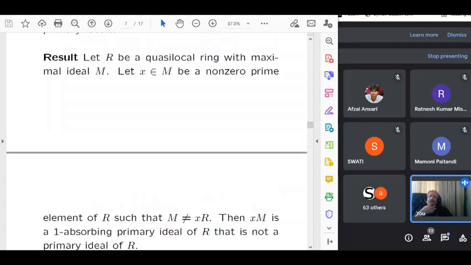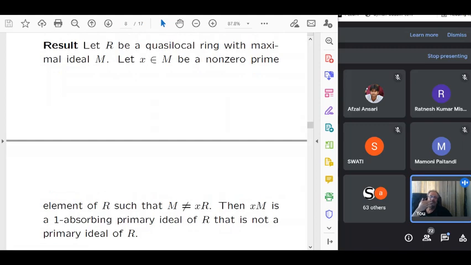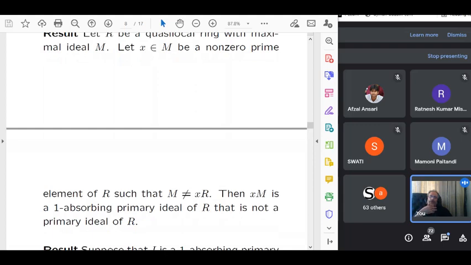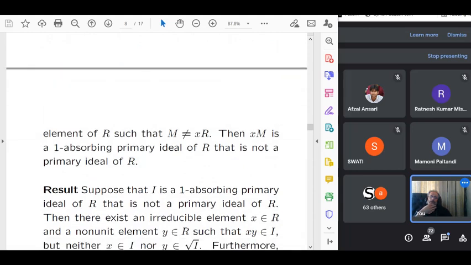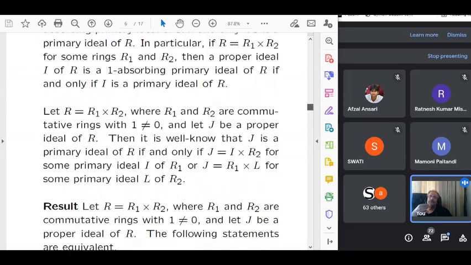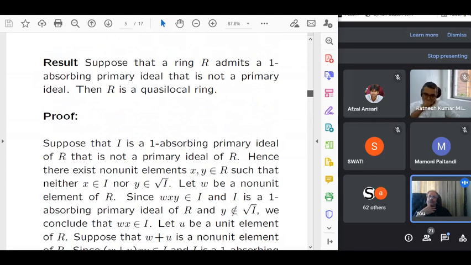And okay, so look what I did here. I took my quasi-local ring and I selected X in M that is prime, but not zero, where M is not generated by this element. Then XM will be one absorbing primary that is not a primary ideal. Okay, let me go back a little bit to the example I gave you. The verification of that example is by this result. Here is the example I gave you. Let's go back.